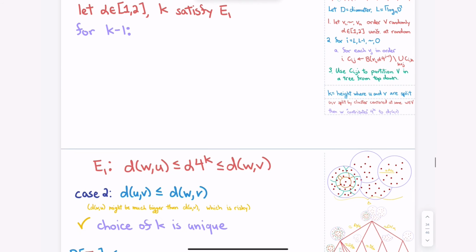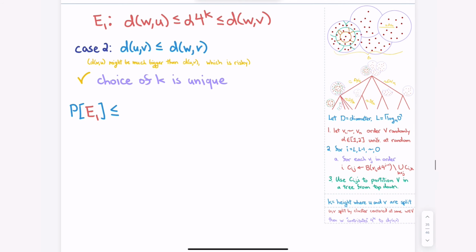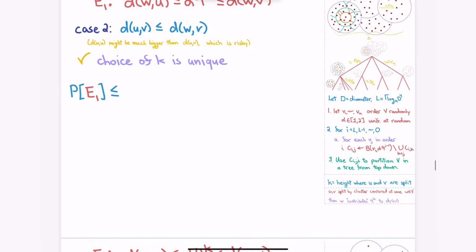Okay, so this is just working through this slowly. I'm just trying to hit the punchline in the few minutes we have, because we're pretty close to the end and it seems like a shame to start over. So now let's look at the probability of event one happening, right? So we have W, and we have U and we have some V, and this is maybe like the 4 to the K mark.